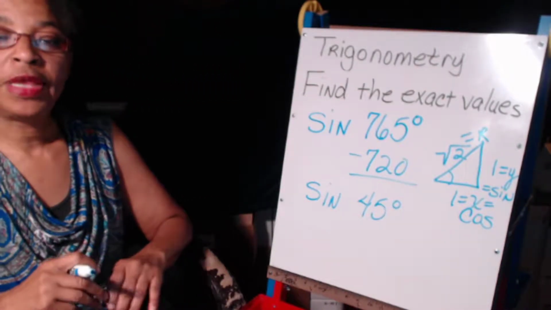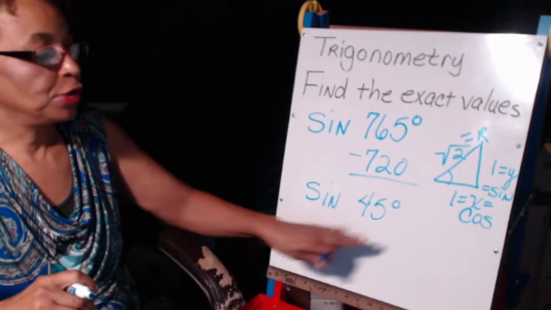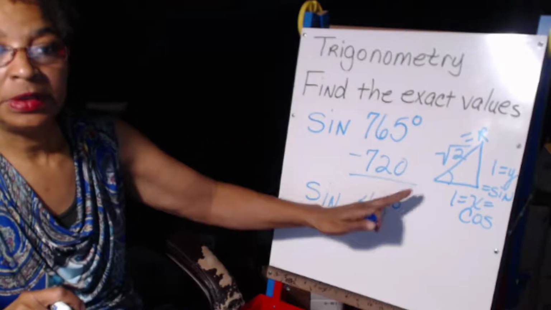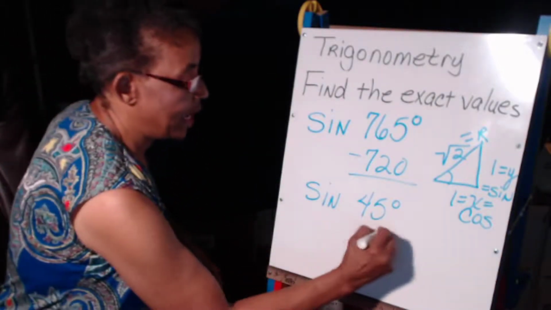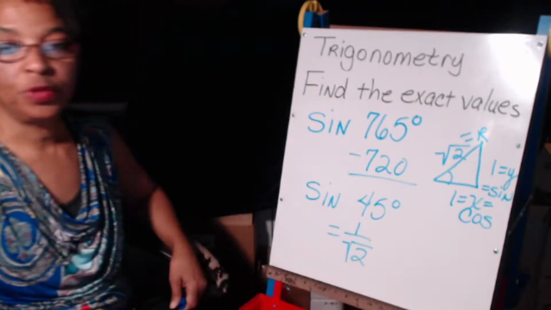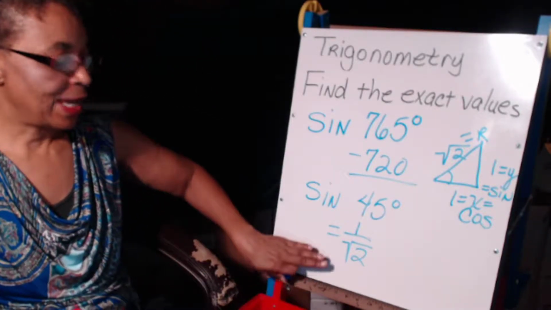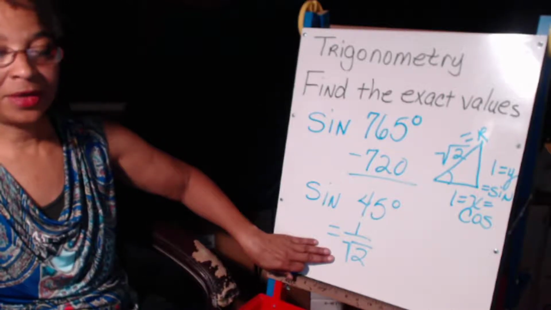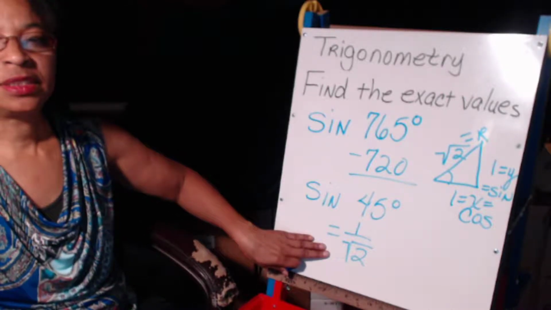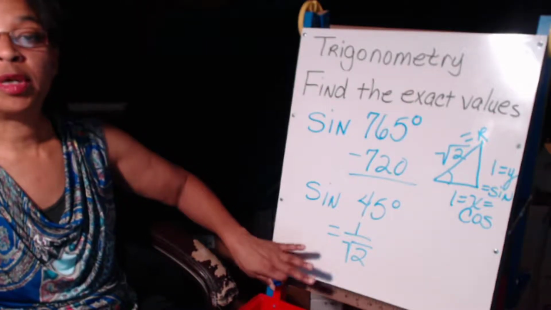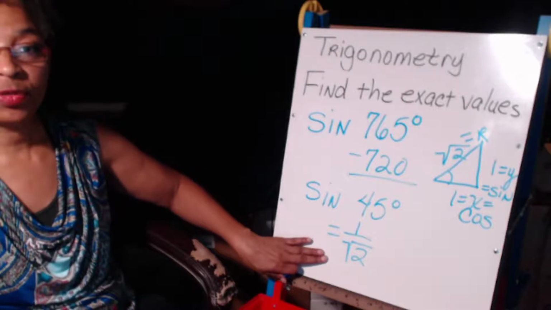Recall that the sine is actually y, the height over the diagonal. So that is 1 over the square root of 2. And to rationalize that, because our denominator has a radical, and we mathematicians are a little quirky about having a radical in the denominator, we will multiply the top and bottom by the square root of 2.